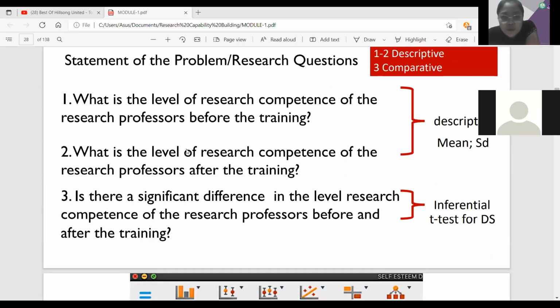Now, kung titingnan ang SOP, ganito yung SOP example ha for the paired t-test. What is the level of research competence of the research professors before the training? So that's before. Ano ba yung kanilang level of competence? And then second question, level of research competence after the training. So that's 2. Before and after. And then for the third one, for the inferential statistics, mag-a-ask na tayo kung meron bang difference in the level of research competence of the professors before and after the training.